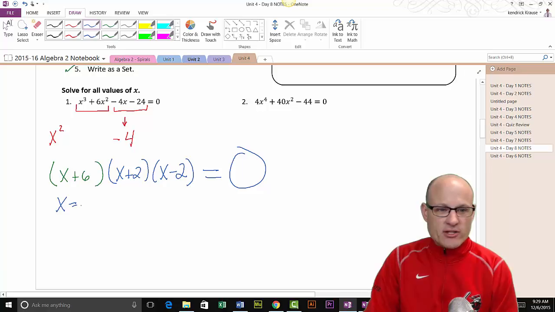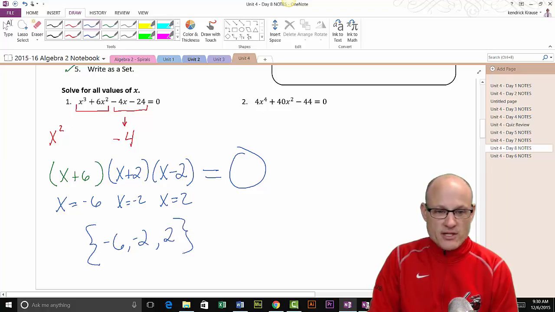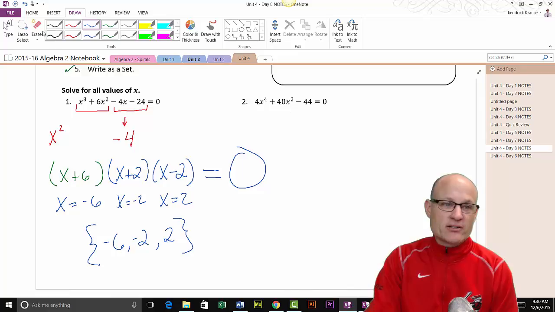You know that the answer here is x equals negative 6. You know the answer here is x equals negative 2. And you know the answer here is x equals positive 2. Give your answer in set notation. Negative 6, negative 2, 2. There it is. Yay!